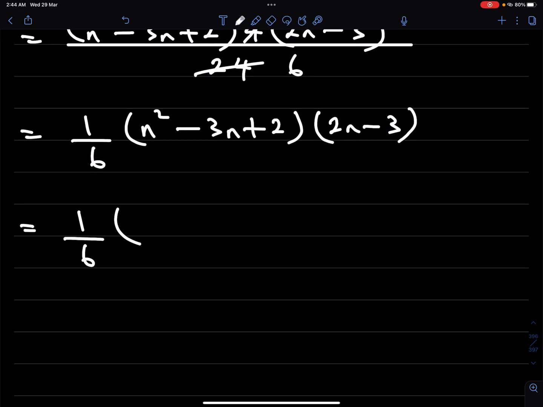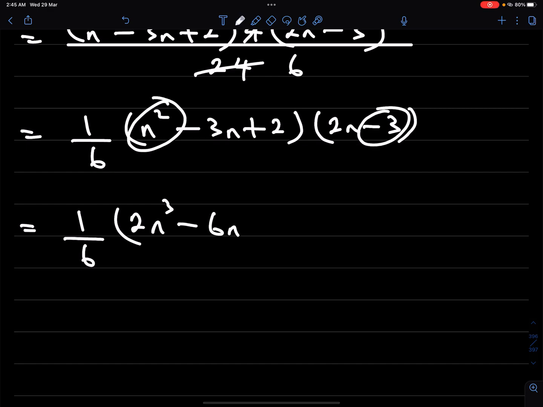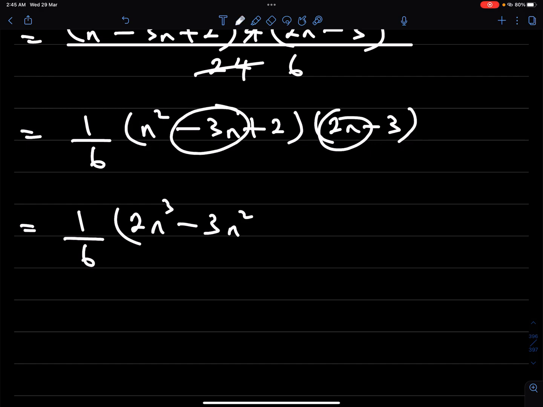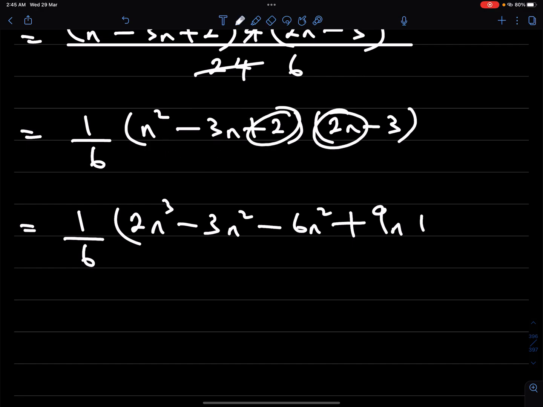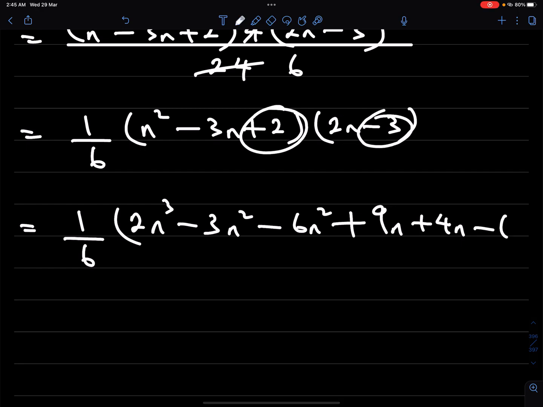which is the same as 1 over 6 times n squared times 2n, that will be 2n cubed, n squared times minus 3, that's minus 3n squared. Now the next one will be minus 3n times 2n, that's minus 6n squared, and the next is minus 3n times minus 3, that's plus 9n, and now 2 times 2n, that's 4n, and then 2 times minus 3, which is minus 6.